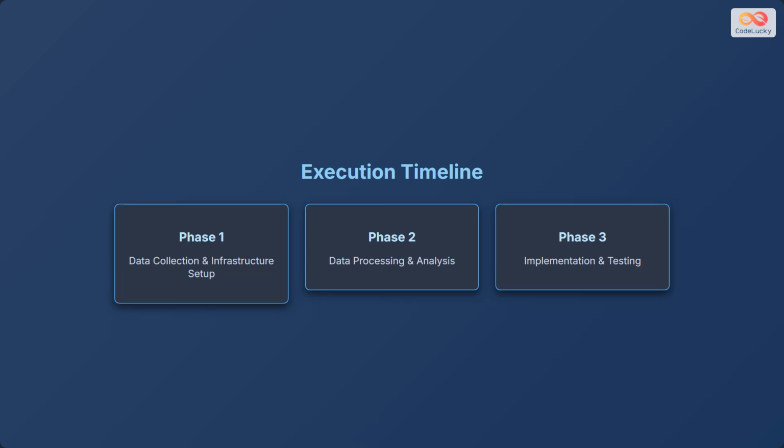Let's discuss the execution timeline. Phase 1 involves data collection and infrastructure setup. Phase 2 includes data processing and analysis. Phase 3 consists of implementation and testing.